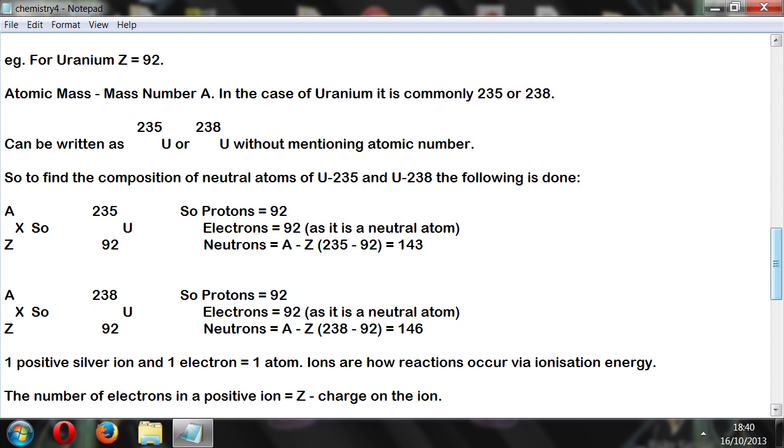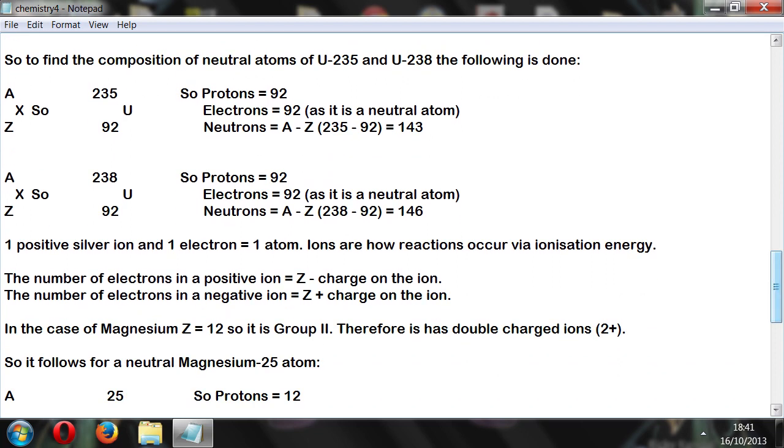Straight off the bat, we know that for uranium there are 92 protons. We also know that the number of electrons in a neutral atom is exactly the same, so it's 92 as well. To find the number of neutrons, we do the mass number, which if you recall is protons plus neutrons, minus the atomic number, which is the number of protons. The protons cancel each other out and the neutrons remain, which is 143 in the case of U-235, and in the case of U-238 it is 146. That's fairly self-explanatory.